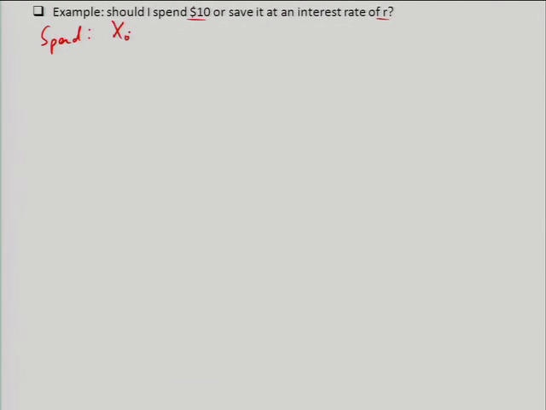I'm just going to make this a two-period model, 0 and 1. So the spend plan would be x naught equals 10 and x1 equals 0, and the save plan would be x naught equals 0 and x1 equals what? I hear R. 1 plus R times 10. Okay, and I'm also going to make a very simplifying assumption here, which is that your utility function in dollars is just linear. Which means that the person has quasi-linear preferences over everything else. Okay, so those are the two plans, and we're going to choose between them.